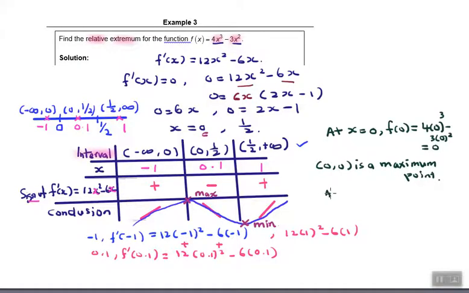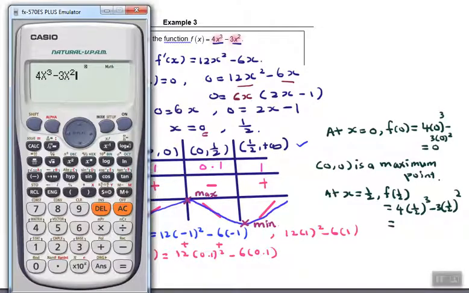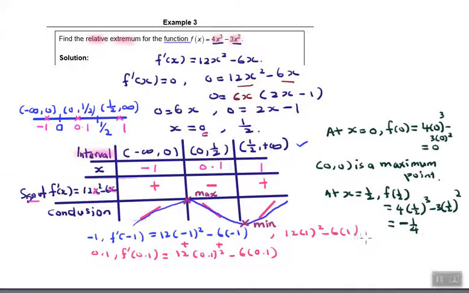Let's carry on. At x equals half, f half is equal to 4 times half cubed minus 3 times half squared. Let's use the calculator. Insert the function 4x cubed minus 3x squared, then calculate half, which is equal to negative 1 over 4. Therefore, (half, negative 1 over 4) is a minimum point.